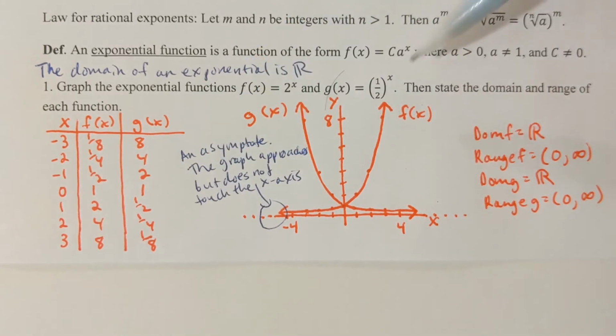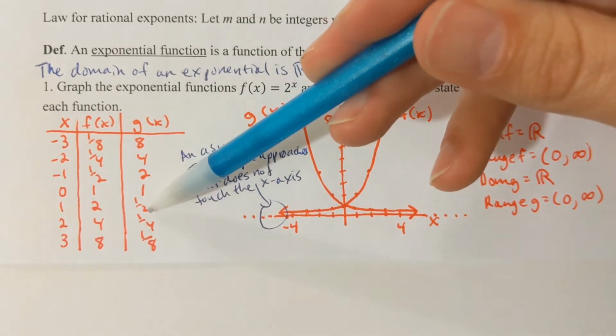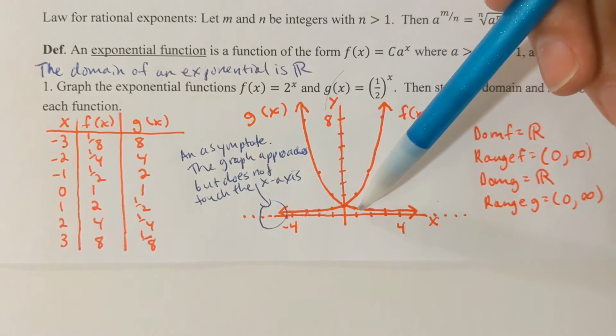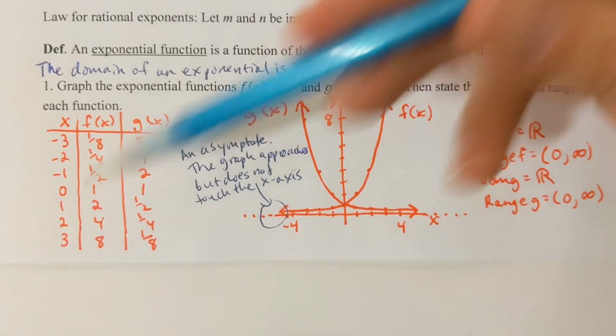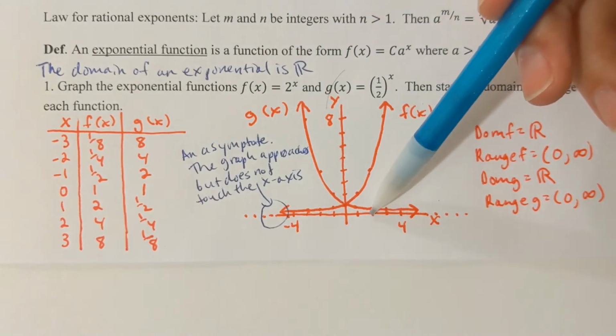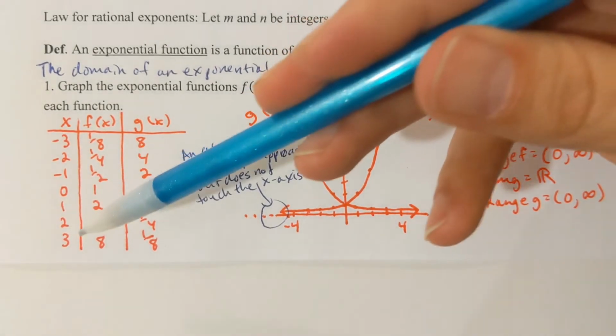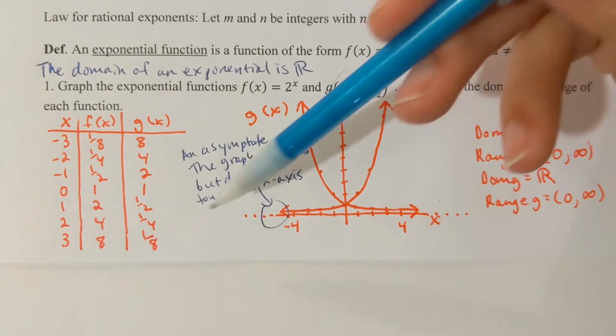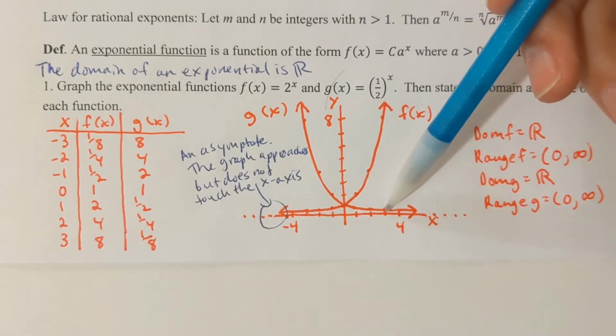If x is 1, 1/2 to the 1st is 1/2. So here's 1, 1/2 on the graph. And if x is 2, 1/2 squared is 1/4. Okay, here's 2, 1/4 on the graph. And then if x is 3, 1/2 cubed is 1/8. So here's 3, 1/8 on the graph.